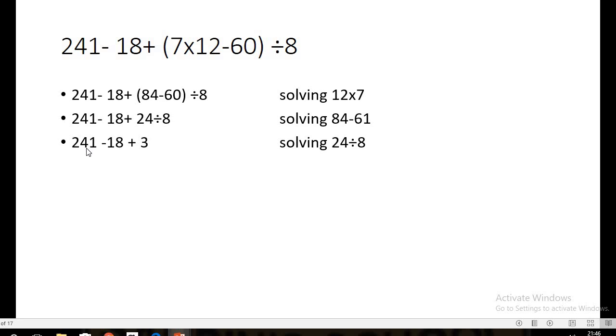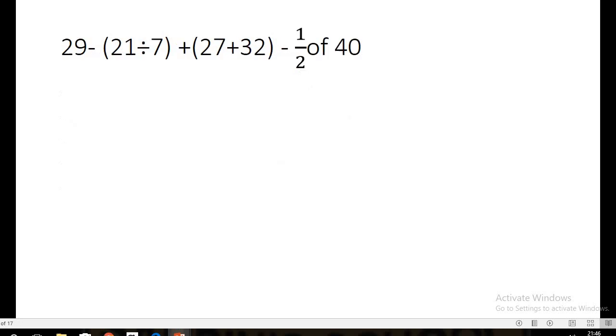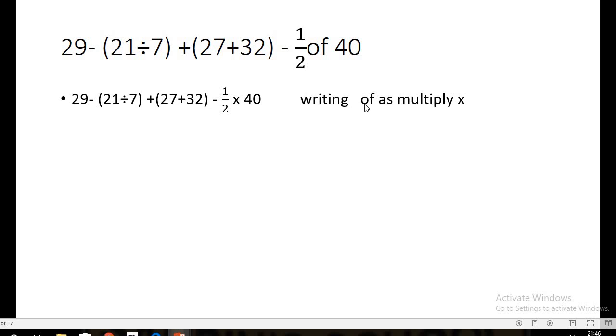So we are doing the addition first. 241 plus 3 gives us 244, and 244 minus 18 gives us 226 as our answer. This question has "of". Now we will be understanding what "of" means. First of all, "of" is converted to multiply.